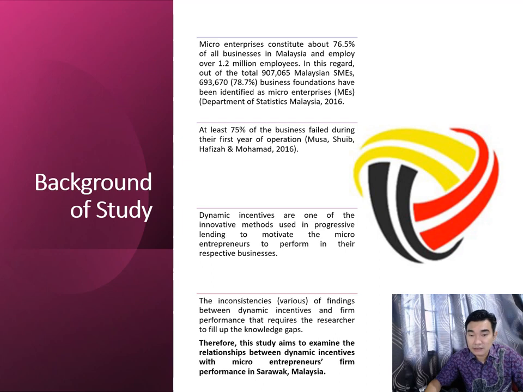Background of study: the Department of Statistics Malaysia during 2016 said 78.7%, that is 693,670, have been identified as micro enterprises. Musa, Shuib, Hafizah and Muhammad 2016 said 75% of the businesses fell during the first year of operations.